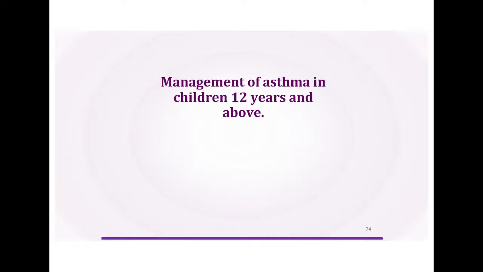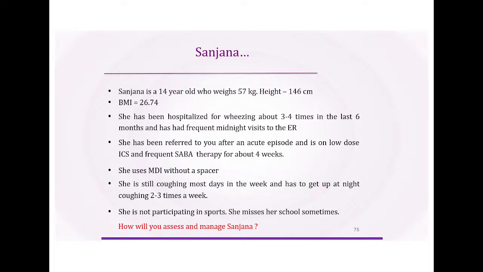Now coming to the management of asthma, children 12 years and above. So now coming to Sanjana. Sanjana is a 14-year-old with weight of 57 kg, height of 146 centimeter. She has been hospitalized for wheezing about 3 to 4 times in the last 6 months and has frequent midnight visits to the emergency room. She has been referred to you after an acute episode and is on low dose inhaled corticosteroid and frequent SABA therapy for about 4 weeks.